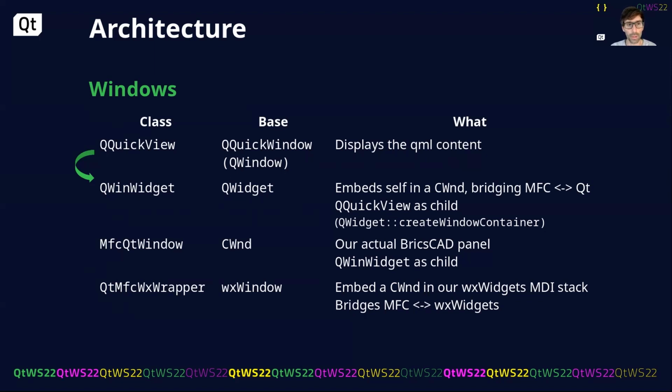So now we already have QML linked to MFC. Then we embed this in an internal class, called an MFC Qt window, which provides the link to our panels. And then this again is embedded in an internal class, which provides the link to wxWidgets, and so to our MDI system. So now we have something that starts from QML, embedded in MFC, which is embedded in wxWidgets. And there we have the merging of the three frameworks.